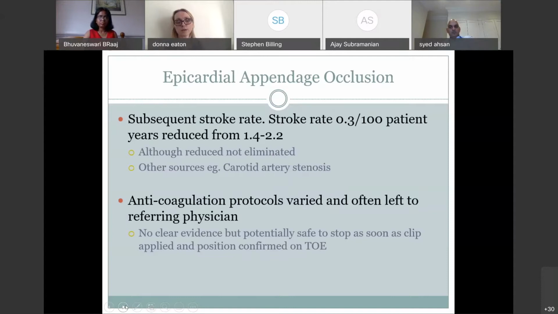There's no clear evidence, but it is felt that it's safe to stop anticoagulation as soon as the clip is applied. Unlike the endocardial catheter devices, there's nothing in the circulation, so it is unlikely that there's an increased risk of thrombogenicity when the clip's applied. So the position of it is confirmed by TOE, and then for many patients, the anticoagulation is stopped there and then. Next slide, please.